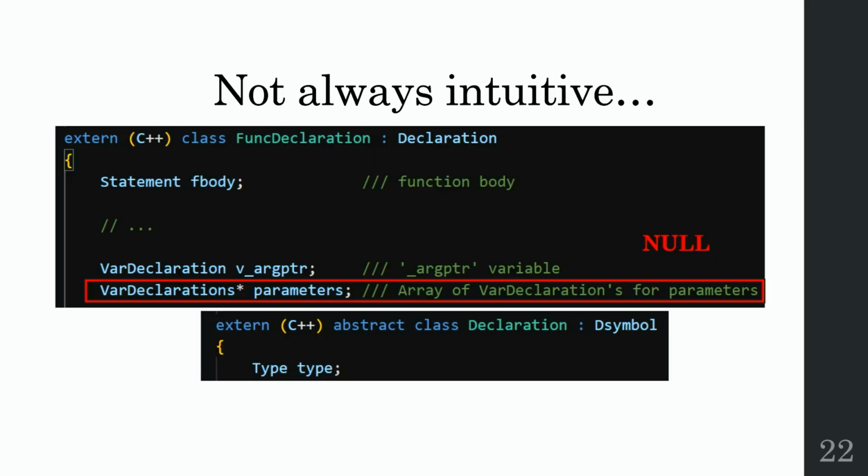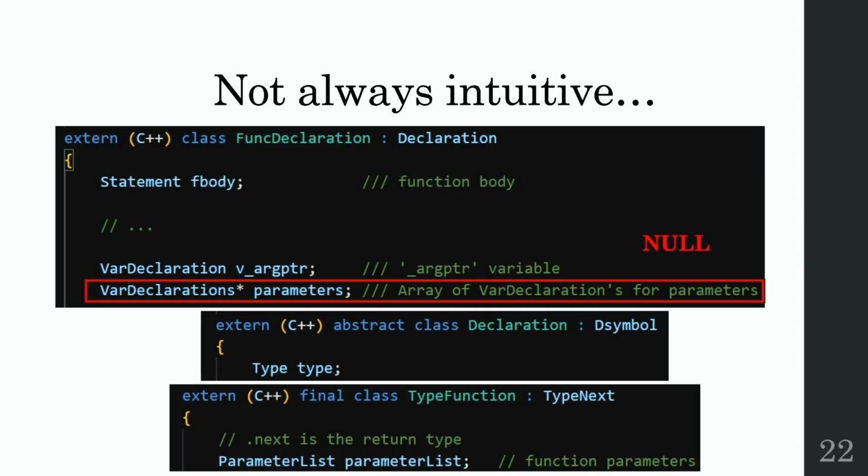And we looked in the parent class, which has a type field. And for our functions, this is actually a type function. So not only does it contain the return type of the function, but it also has the parameter list.